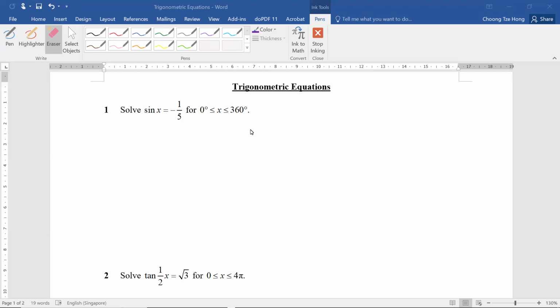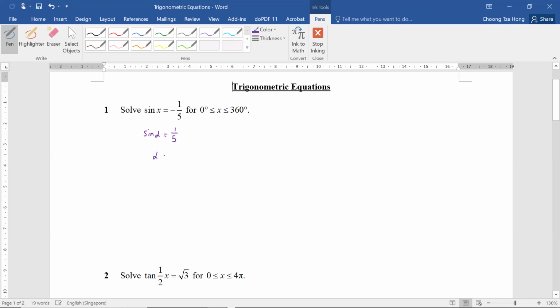So in the first question, we are asked to solve sine x equals -1/5 for values of x that are greater than or equal to 0 and less than or equal to 360 degrees. For the solving of trigo equations, what we always need to do first is to find the basic angle. Since the basic angle is always less than 90 degrees, alpha over here is the basic angle. If it is given as -1/5, we will always change it to the positive. So sine of alpha will always be equal to a positive number, right?